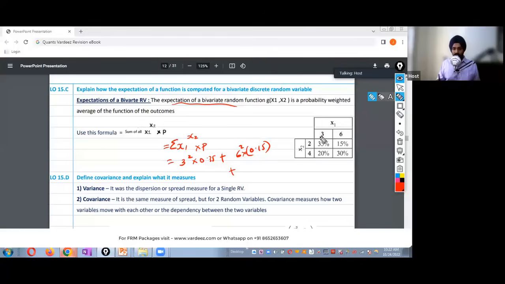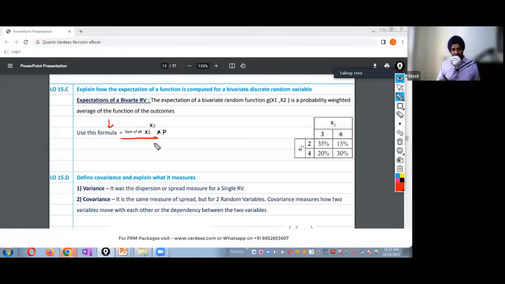So first I've taken 3 to the power of this one, 6 to the power of this one. Then I'll take 3 to the power of x2, probability is 20%, plus 6 to the power of 4, probability is 30%. Once you solve and add up all these things, you will get your expectation of a function.